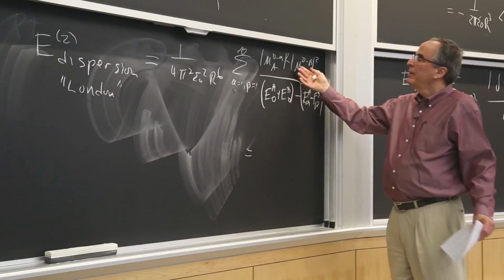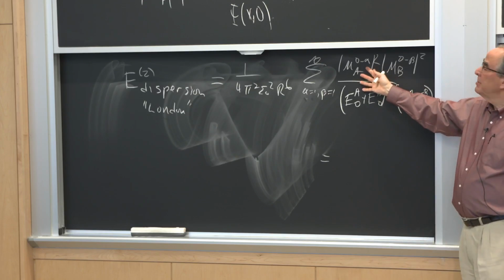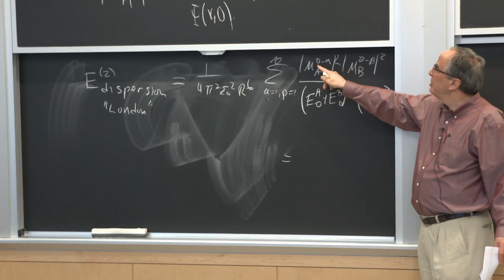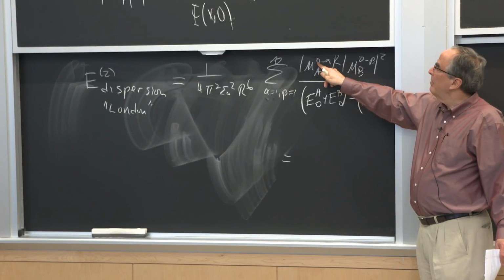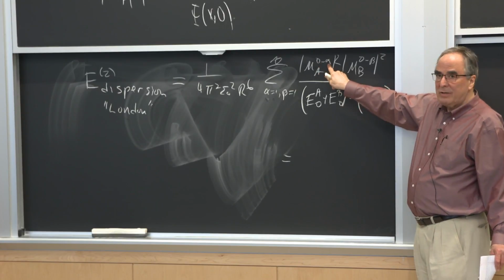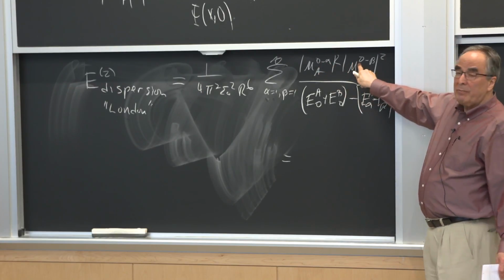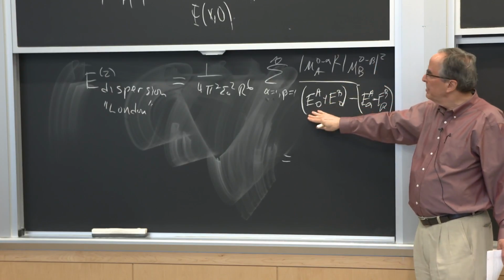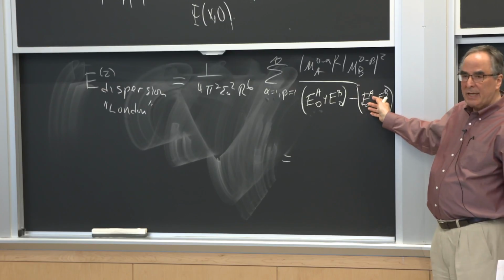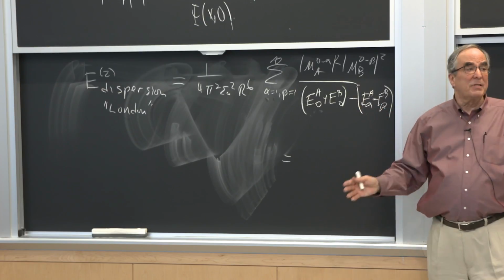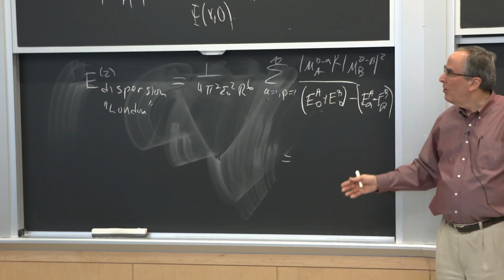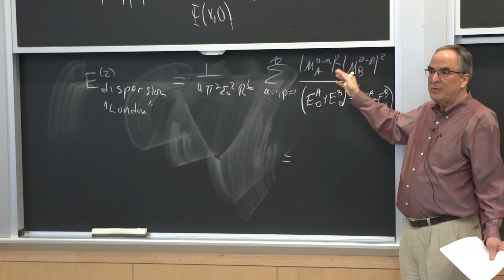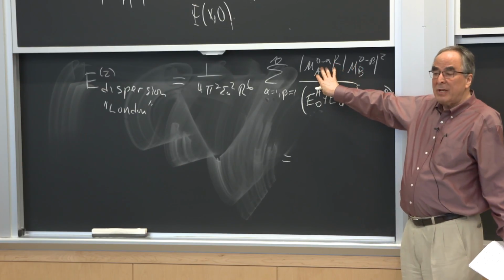So we have a numerator, which is the squared transition moments between the 0 level of particle A and the alpha level, and the 0 level of B and the beta level. We have the energy of the ground state, and we have the energy of these excited states. All of this stuff you know, or at least you can parameterize it in terms of this strength of a transition.